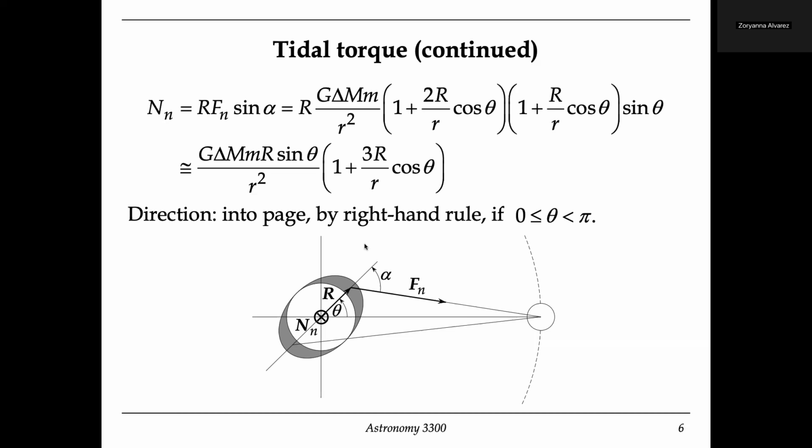Yeah, so the alphas are the same here. So I get 1 minus 1, and then I get 3 R over little r cos theta, minus minus is a plus. So this is 0, and this is 6.